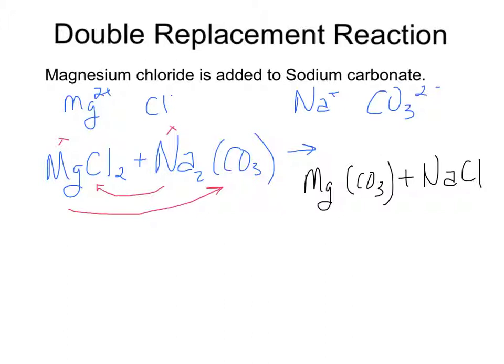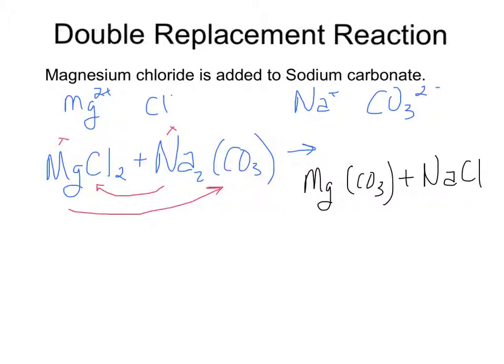And you will notice that the 2+ charge and the 2- charge of the magnesium and the carbonate balanced each other out, and the +1 charge of the sodium and the -1 charge of the chlorine balanced itself out. So now we have our reaction here. Magnesium chloride plus sodium carbonate will create magnesium carbonate plus sodium chloride, and that's what we mean by a double replacement reaction.